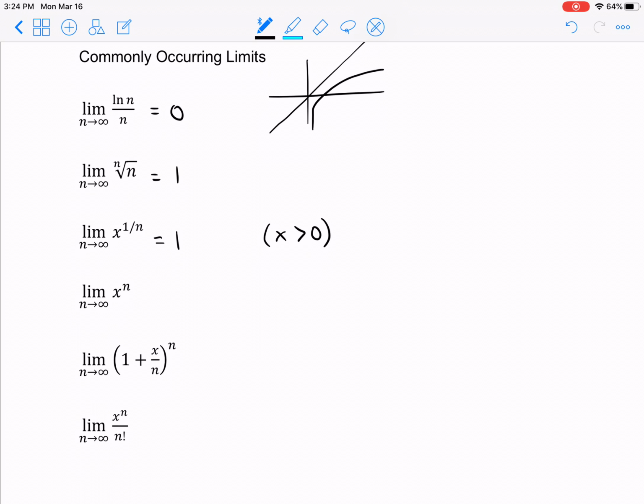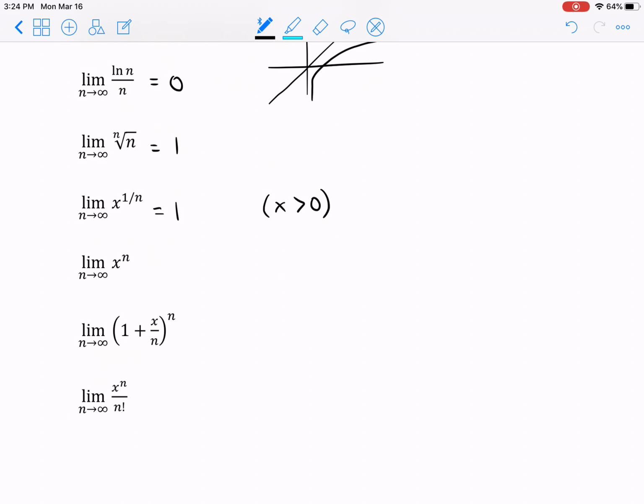And then next, x to the n, as n goes to infinity, is going to go to 0. Here we need the absolute value of x to be less than 1, which means x is greater than -1, less than 1, okay? And then that's going to be true. And then next we've got the limit as n goes to infinity of 1 plus x over n to the nth. It's going to go to e to the x.